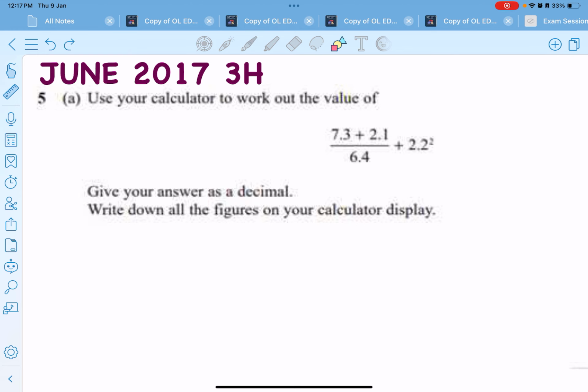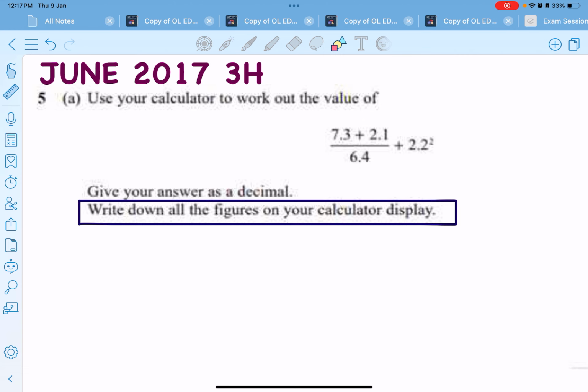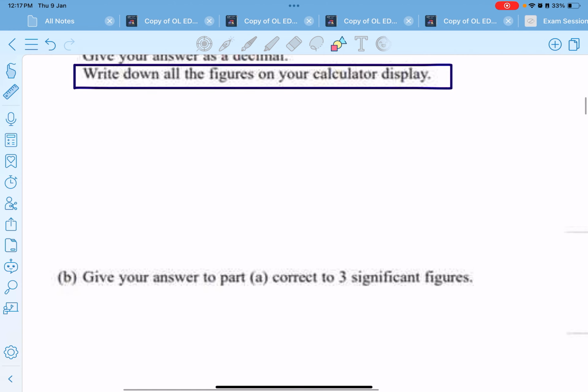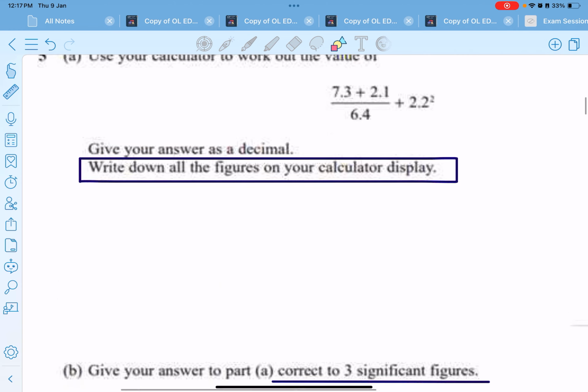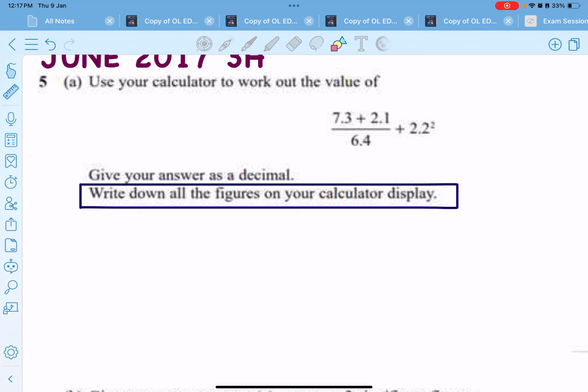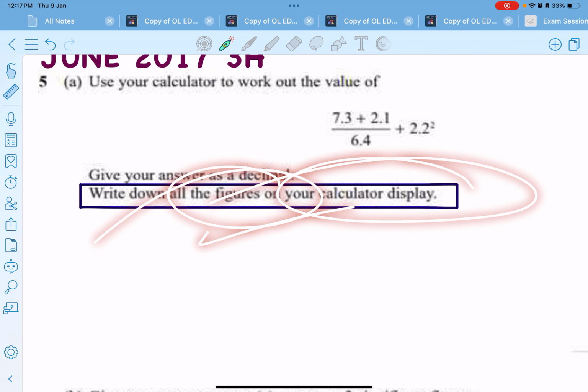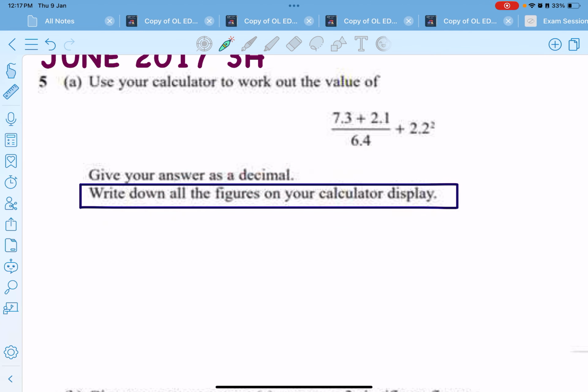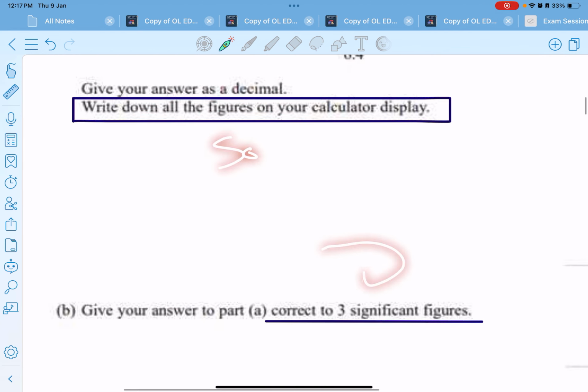This is probably meaning that the next question is going to be around rounding, right? Here, give your answer correct to 3 significant figures. So I already know, because this question started off with writing all the figures on my calculator display, that I have rounding after it.